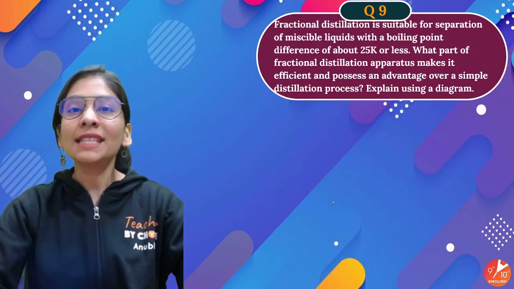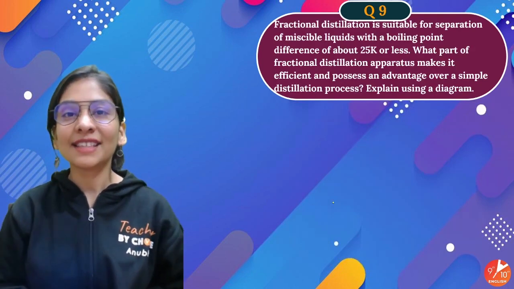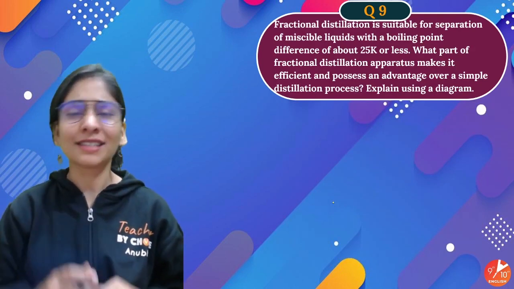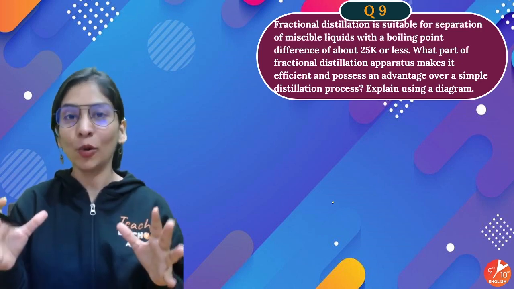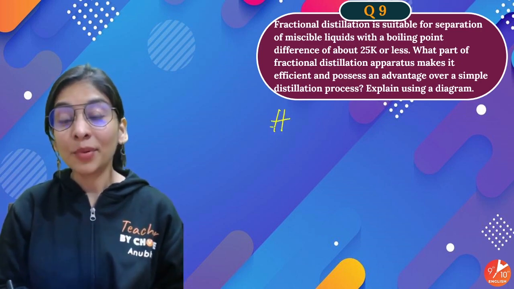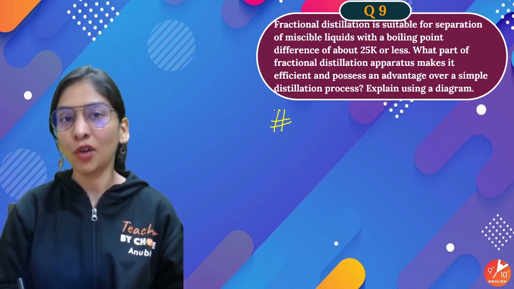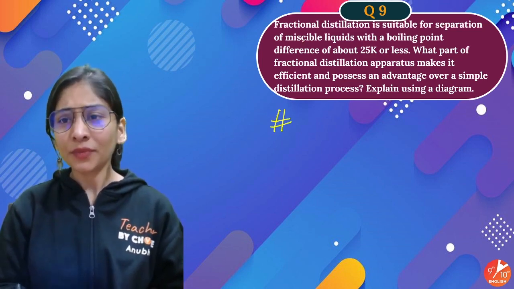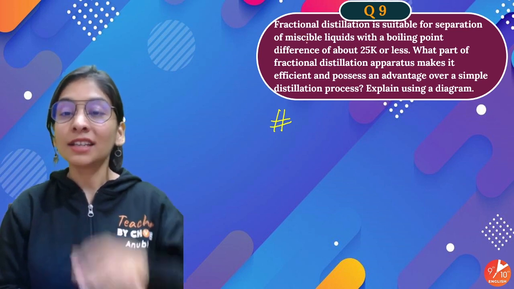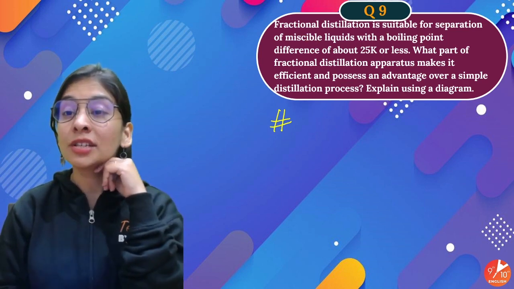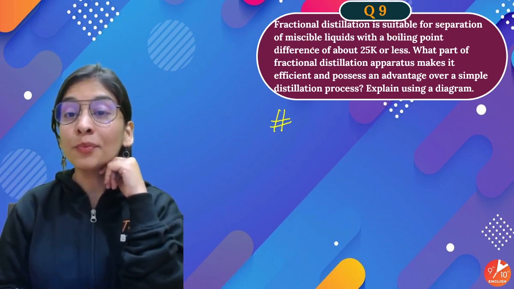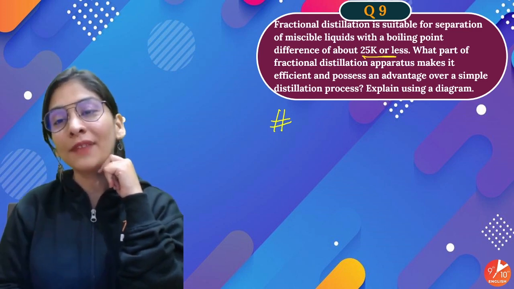Okay, let's have question number 9. It's like separating funnel, it's like distillation, all of the separating techniques. But trust me, separating techniques are very much important in this chapter, Is Matter Around Us Pure, so you can't miss it. Question number 9: fractional distillation is suitable for separation of miscible liquids with a boiling point difference of about 25 Kelvin or less.